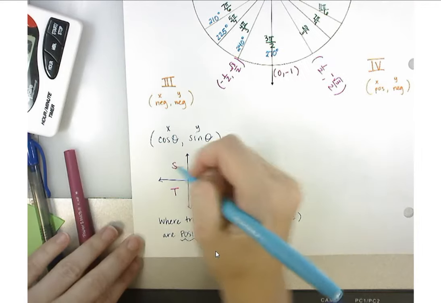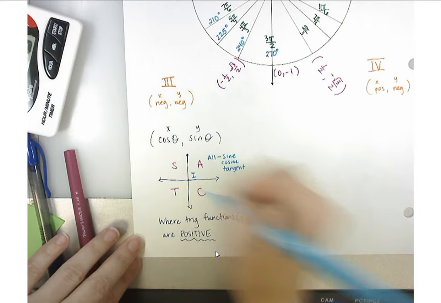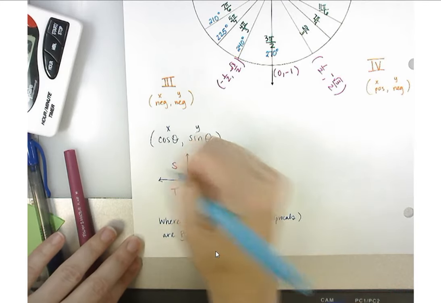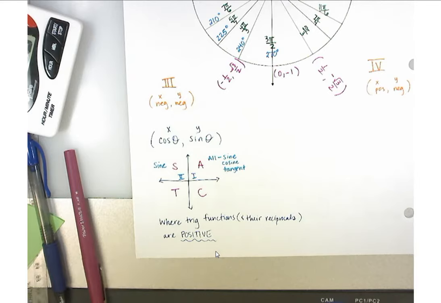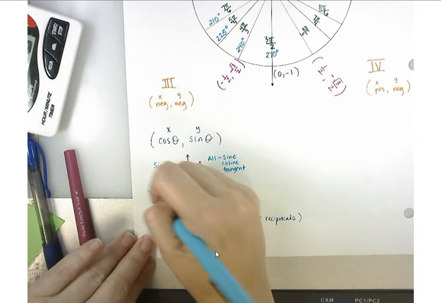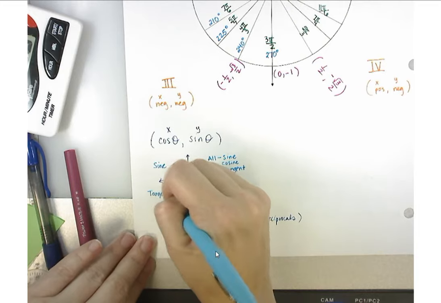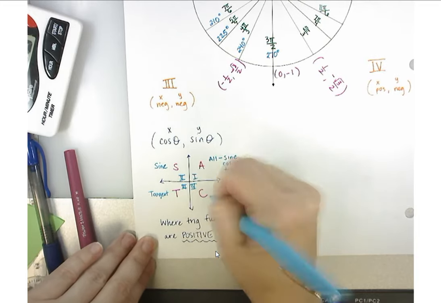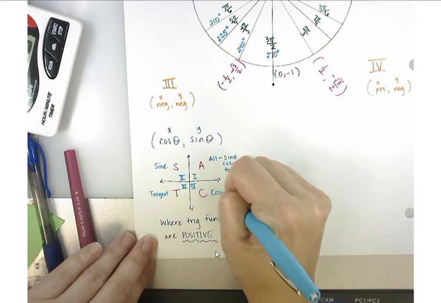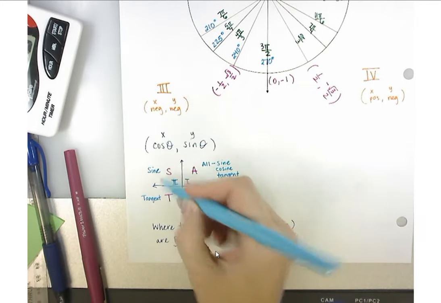In quadrant 2, so this is quadrant 1, in quadrant 2, it's the sine that's positive, which makes sense because the sine is the y, that's where the y is positive. In quadrant 3, the tangent is positive. And in quadrant 4, the cosine is positive. So all students take classes.